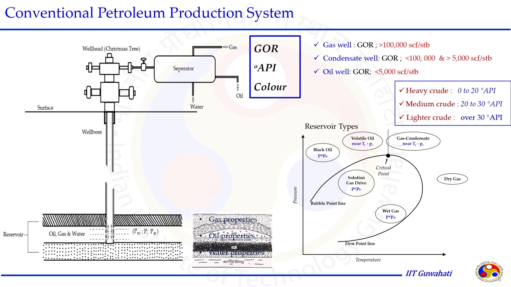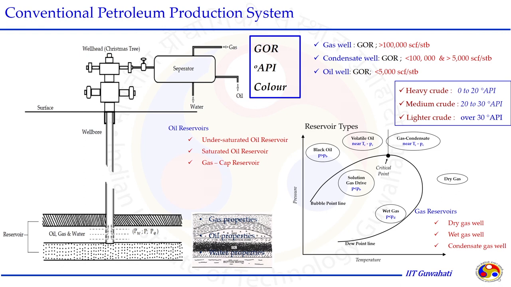As we know, the temperature and pressure are continuously changing from the reservoir to the surface. The phase behavior of the fluid will also change. At the reservoir condition, if we identify the reservoir temperature and pressure, with the help of the thermodynamic behavior, we can characterize the reservoir further into different classes, like for the oil reservoir: undersaturated oil reservoir, saturated oil reservoir, or the gas cap reservoir.